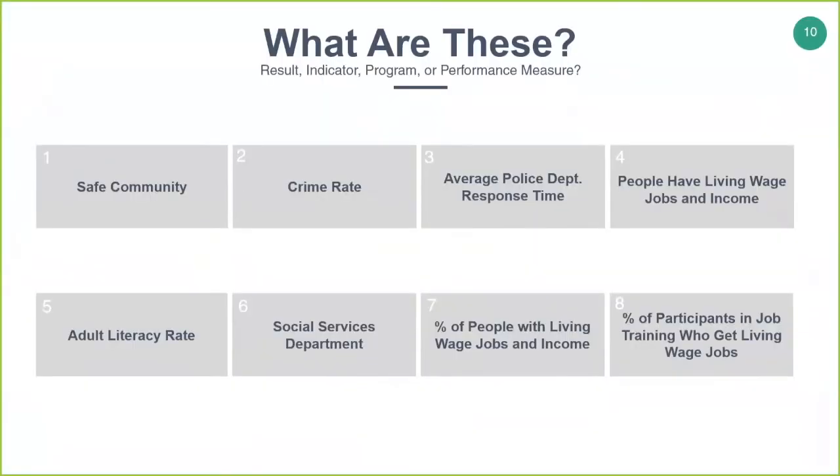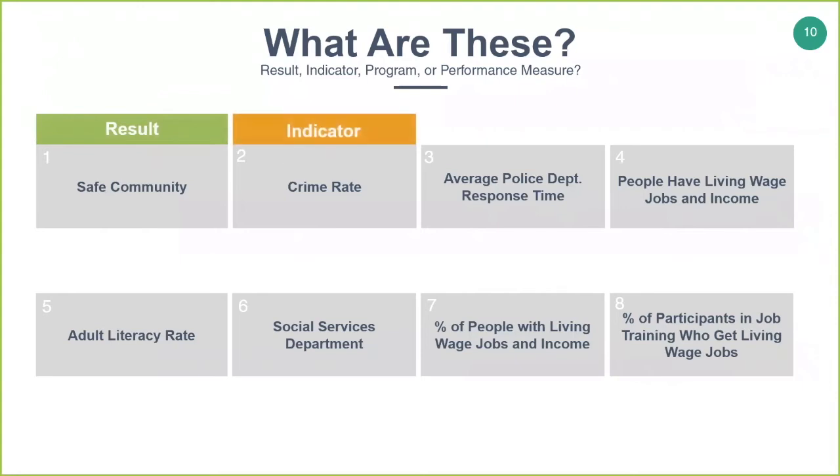So just to give you a quick example. A safe community, kind of guess among yourselves what you think that is. That is clearly a result. The crime rate is an indicator because that is a population level data source. The average police response time is a performance measure because that's about something that the police department is actually doing, that they have some level of control.